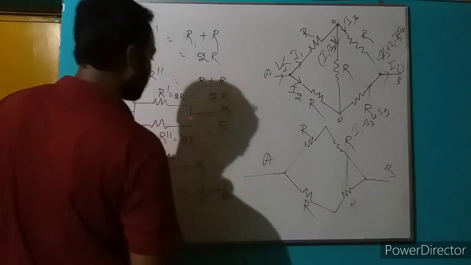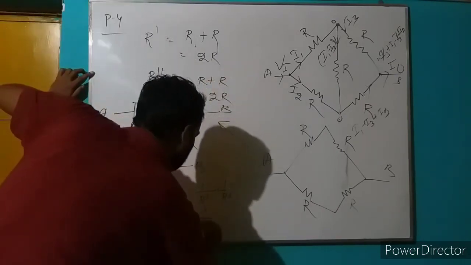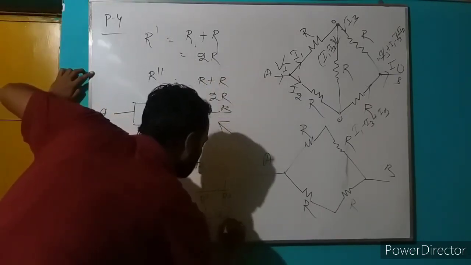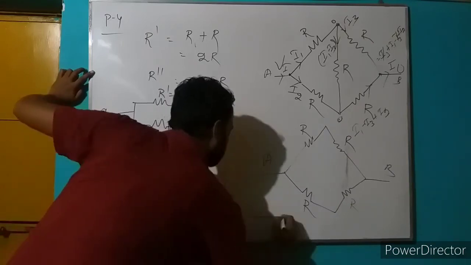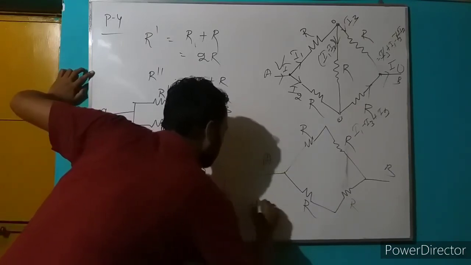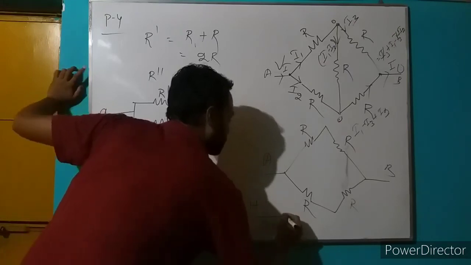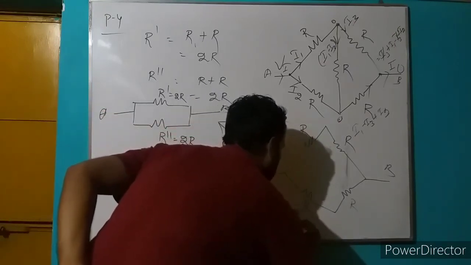So 1 by r prime means what? 1 by 2r plus 1 by 2r. That means 2r is here, 1 plus 1 is here, that means 2 by 2r is here.